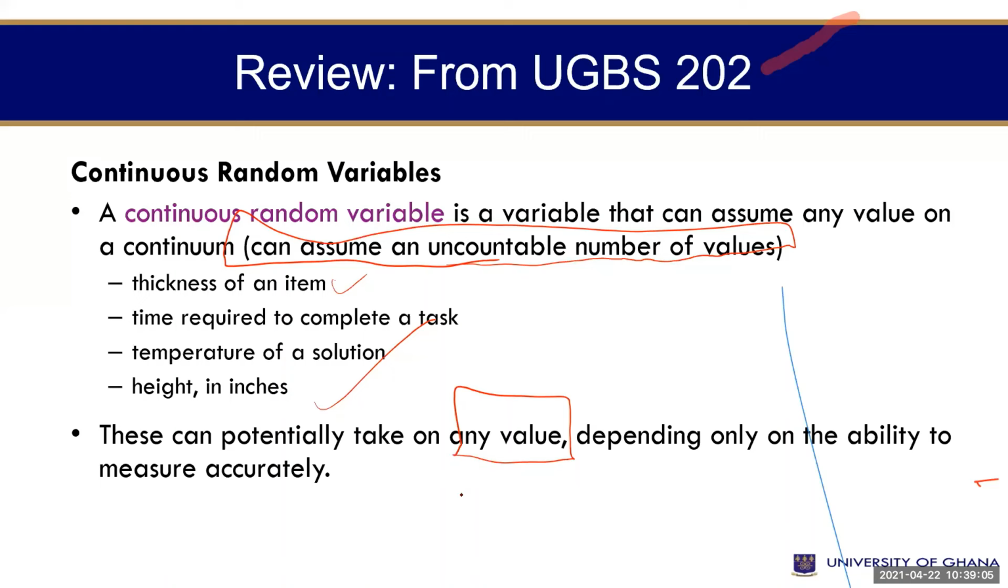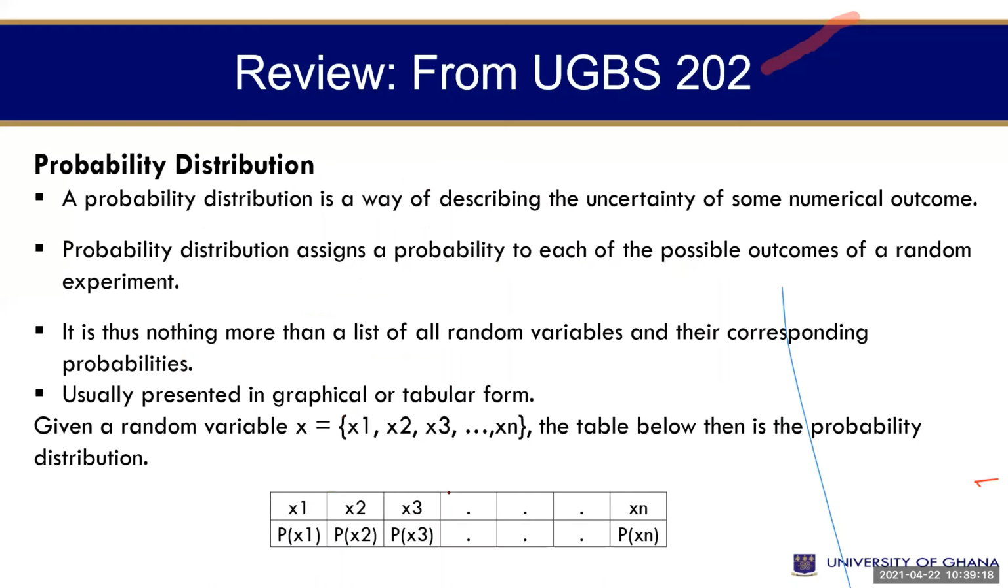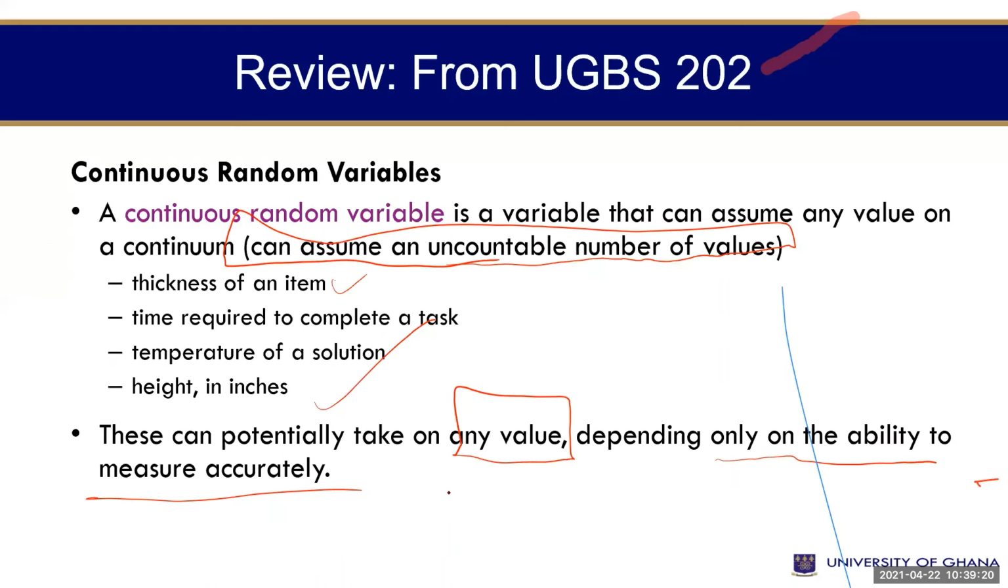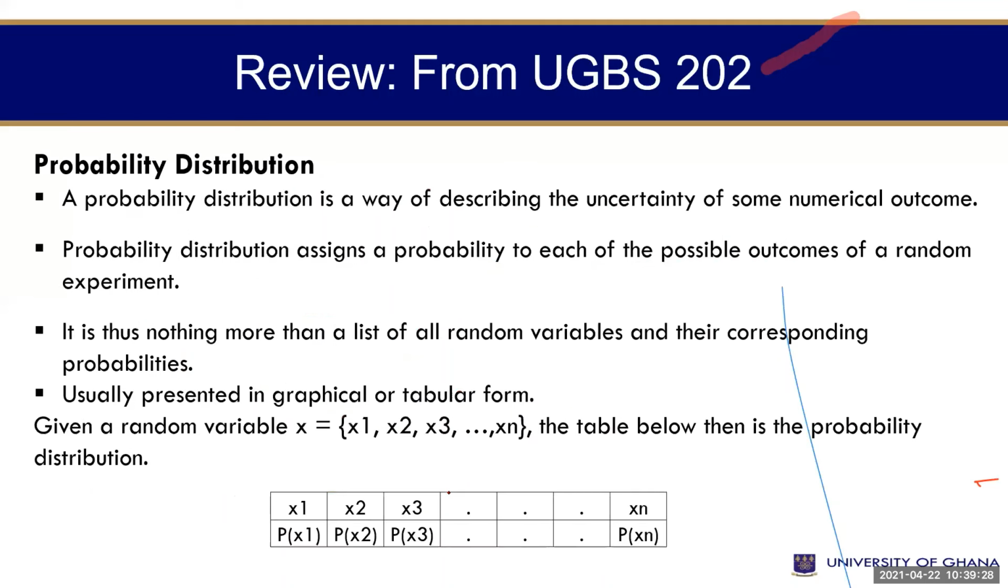And here, any value means that they can possibly be fractions or decimals or even whole numbers as well, depending only on the ability to measure accurately. Good. So that defines what a continuous random variable is and a discrete random variable, with such examples as we've assumed. These are all reviews, so I hope these are things you already know.